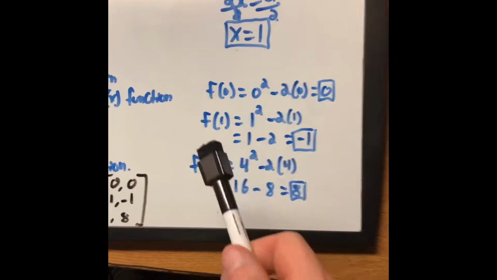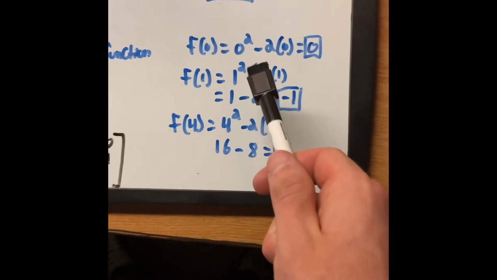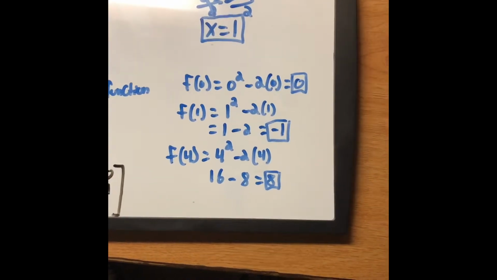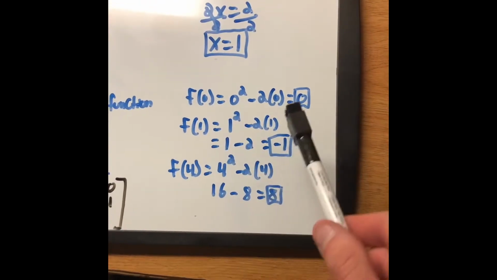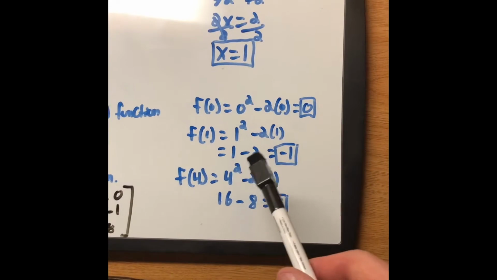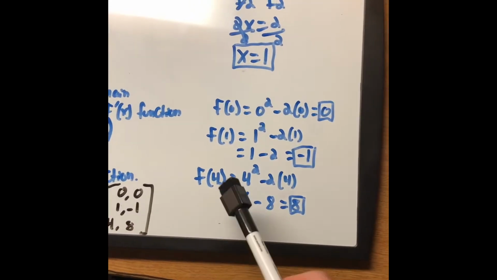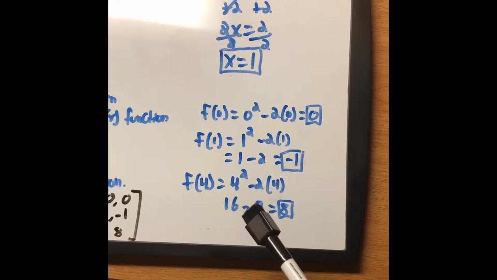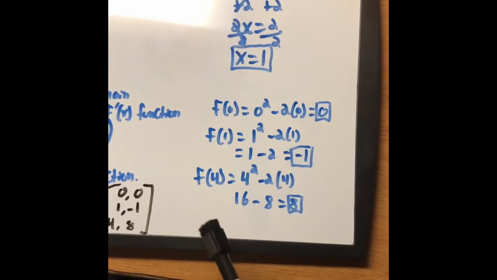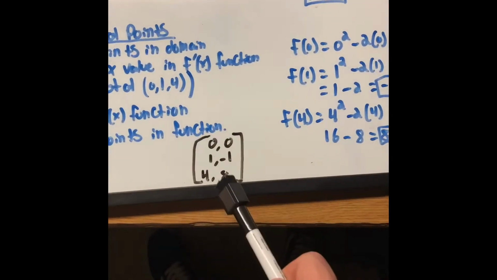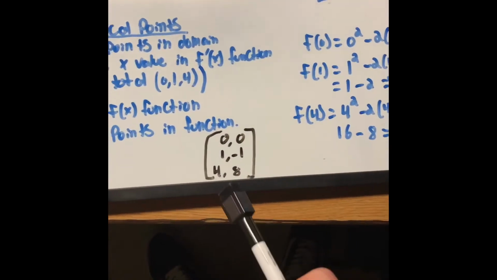So right here, you have f(0) = 0² - 2(0), which is 0. Then you have f(1) = 1² - 2(1), which equals 1 - 2, which turns out to be -1. And then you have f(4) = 4² - 2(4), which equals 16 - 8, which is 8. And now you have your 3 points, or your 3 critical points.